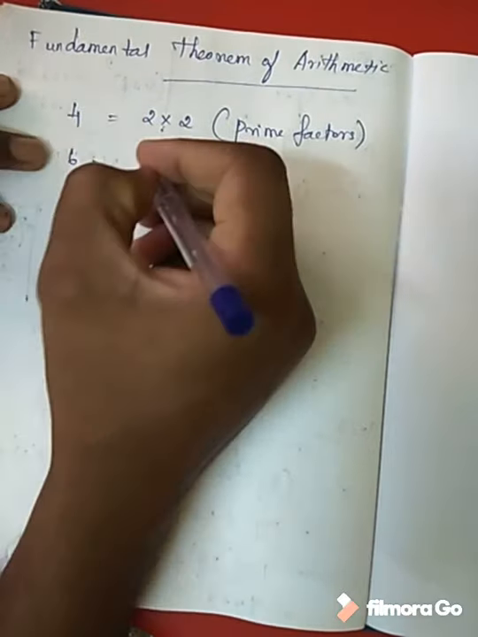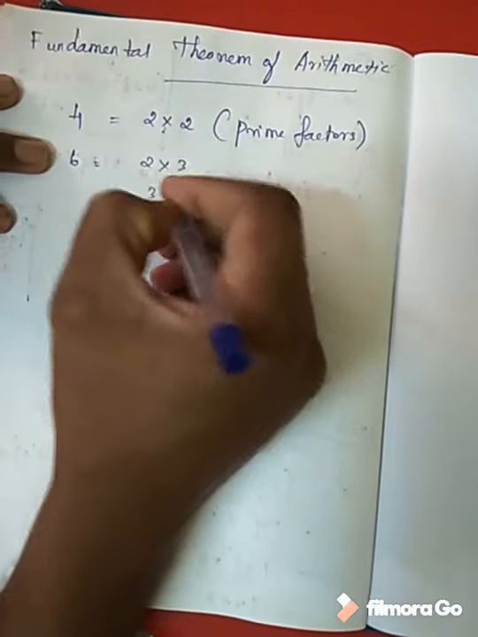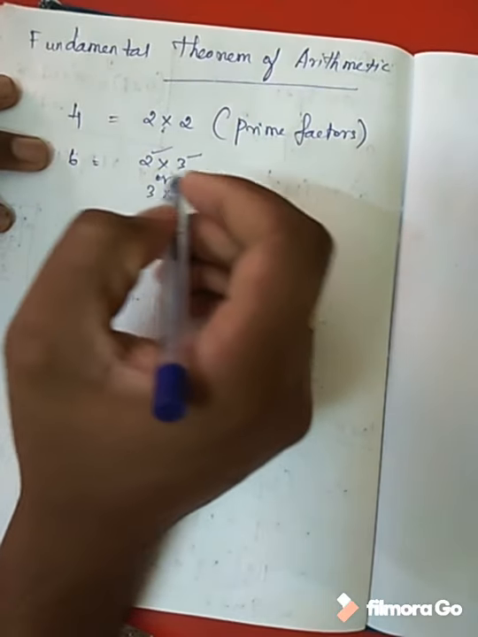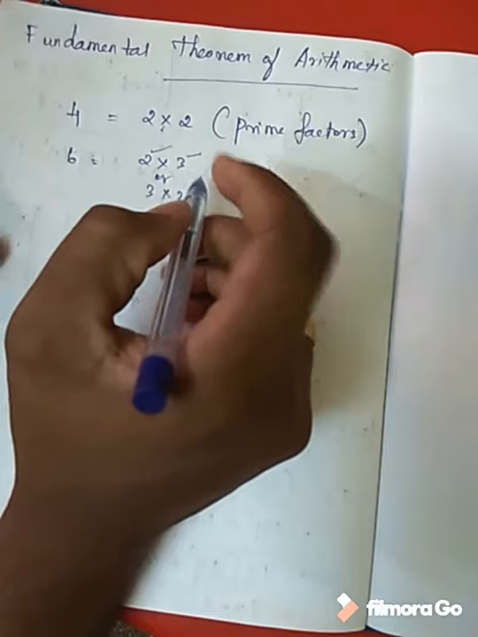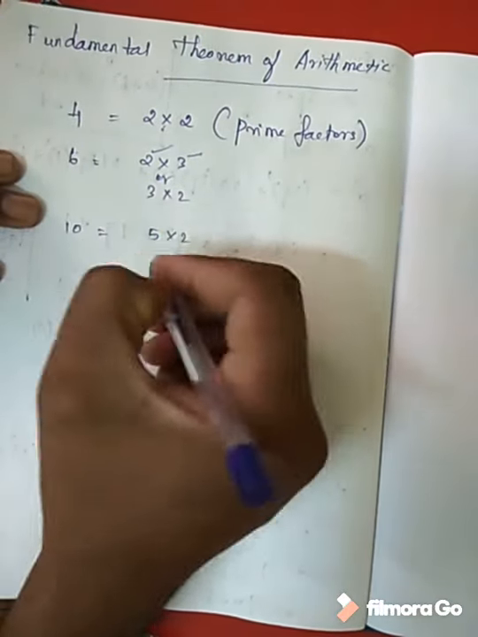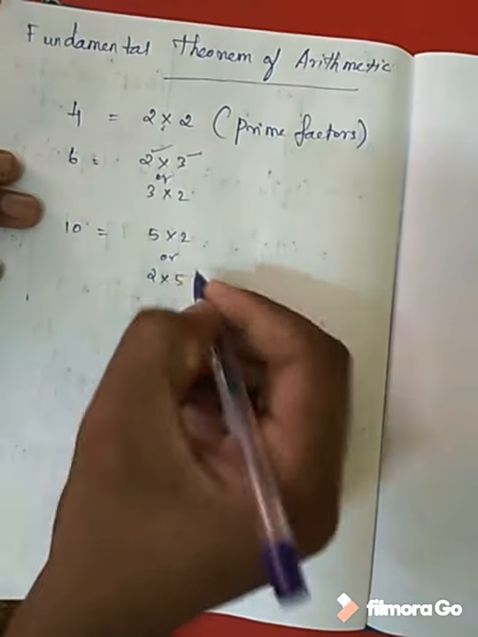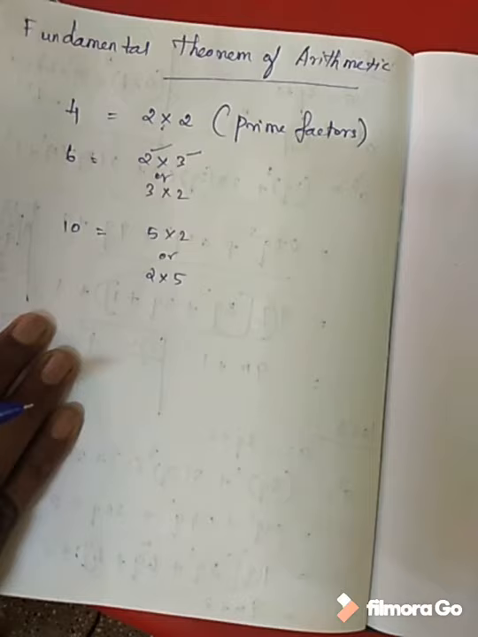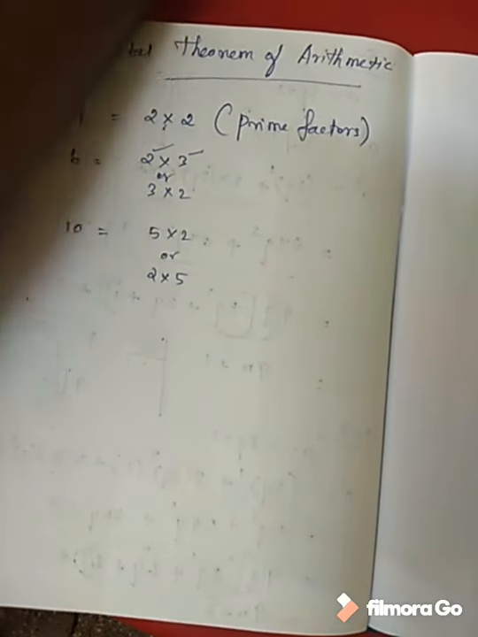Next, 6: I am taking 2 into 3 or 3 into 2. Maybe the order may change, but the factors are unique. Suppose I am taking 10, I can write 5 into 2 or 2 into 5. The order may change, but the prime factors remain the same, right? So this is called the fundamental theorem of arithmetic.